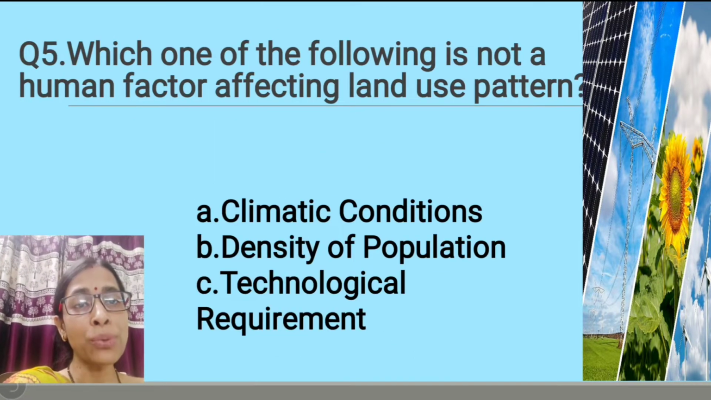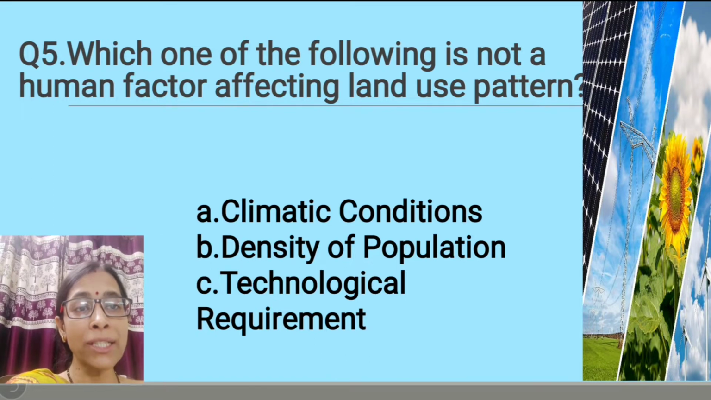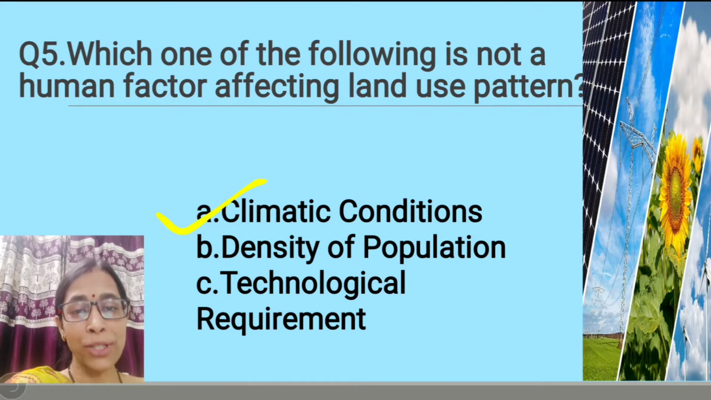Question number 5. Which one of the following is not a human factor affecting land use pattern? Is it climatic condition, density of population or technological requirement? Here the question is, it is not a human factor. So the correct answer is option number A, climatic conditions.